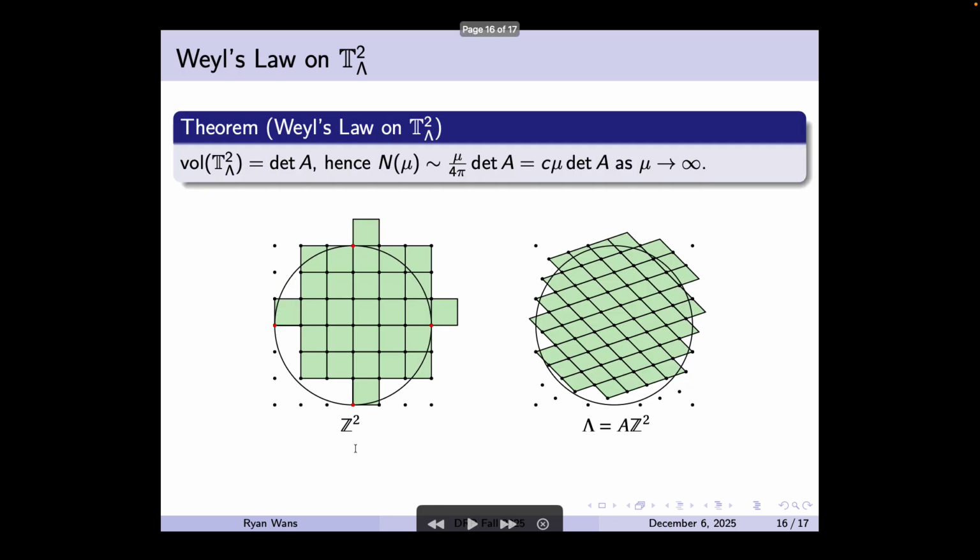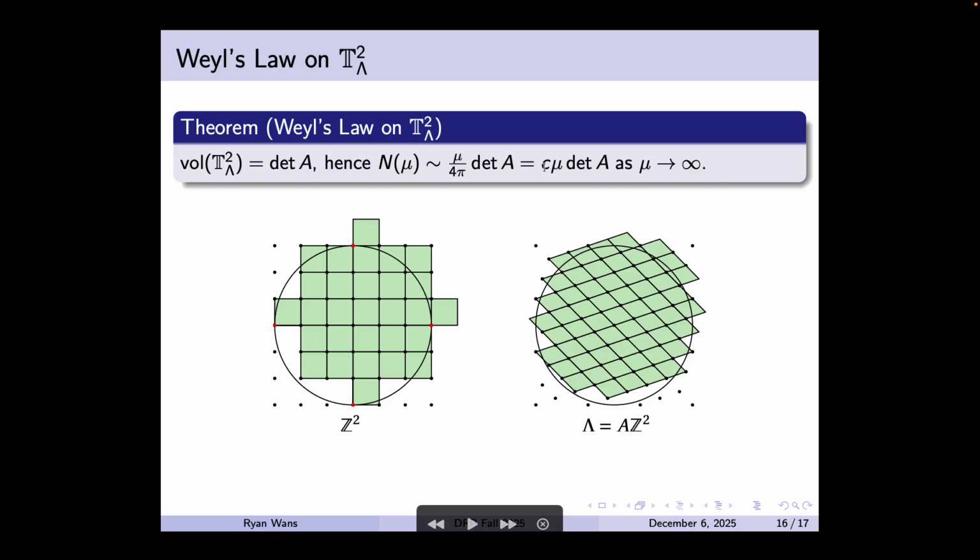So what this looks like is, we look at Weyl's law now, and we approximate the circle area by these distorted lattices, these distorted squares. Trivially, the volume of the manifold is now the determinant of A, because you're just looking at the area of this unit square and you tile the plane with that. And so Weyl's law now becomes just some constant times your eigenvalue times the determinant of A.